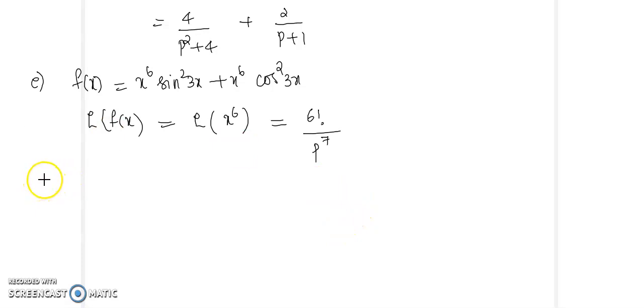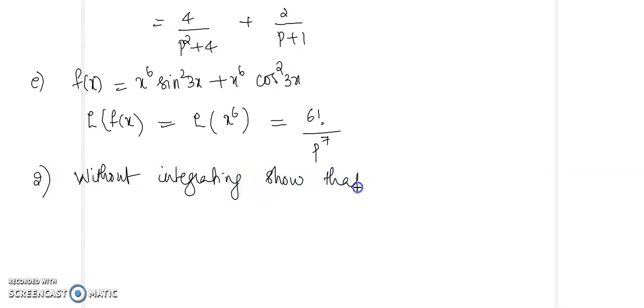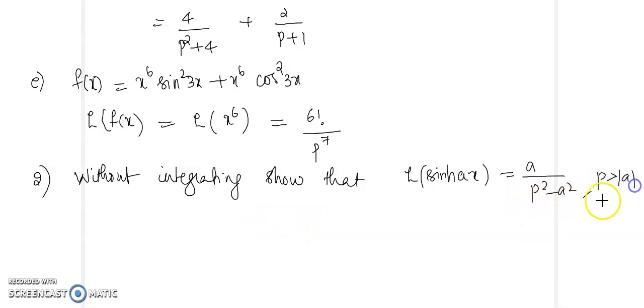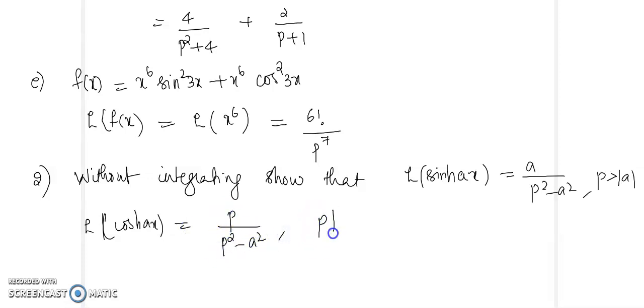And just look at the second problem. Without integrating, show that L of sinh ax is equal to a by p square minus a square, where p is greater than mod a, and L of cosh ax is equal to p by p square minus a square when p is greater than mod a.